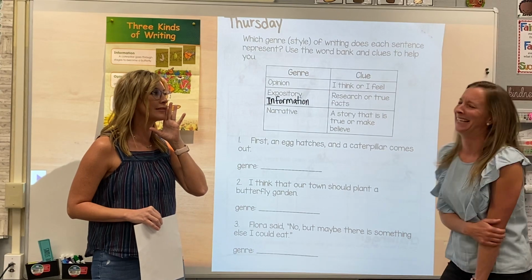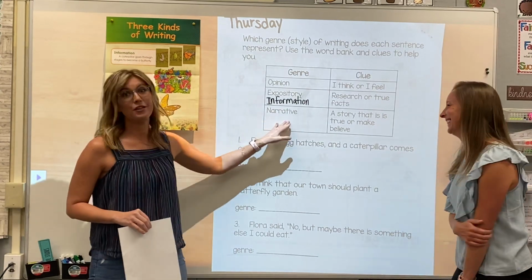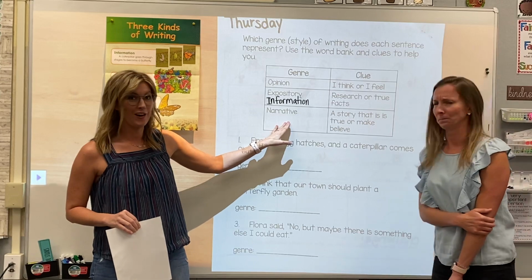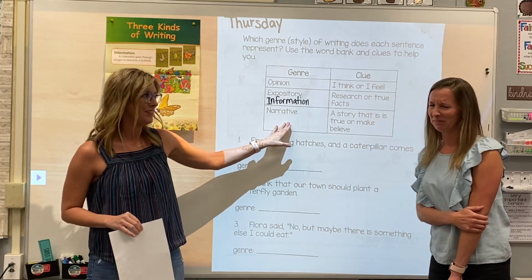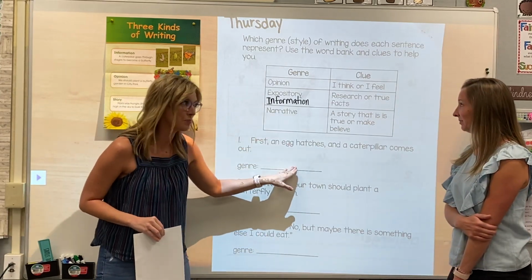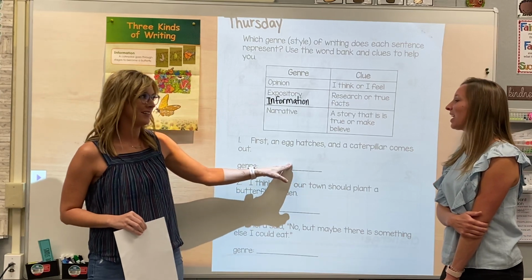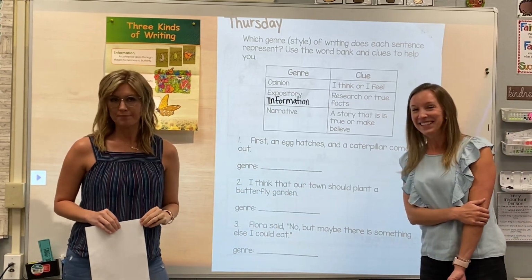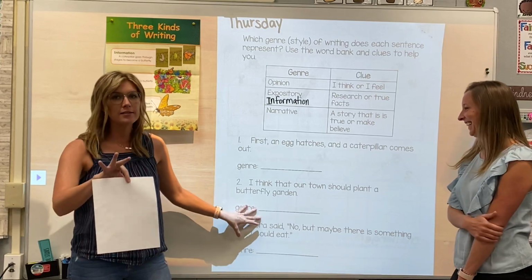Yes, that is the correct answer. Or was it a story about a butterfly with talking animals? So you would probably write expository on this line, if they wanted to get it right. Yes, you would. Okay, 2 more. We're not going to be as easy on you on these 2.